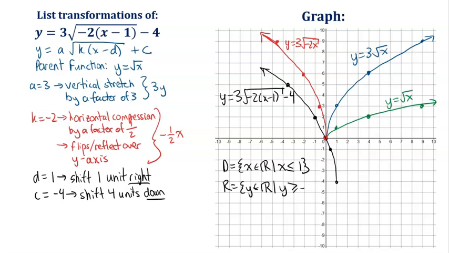The range is that y is a set of all real numbers such that y is greater than or equal to -4. And what you'll notice here is that the shift 1 right and the shift 4 down affect what the x and y values are in the domain and range. And so there you go. That is our final transformed graph.